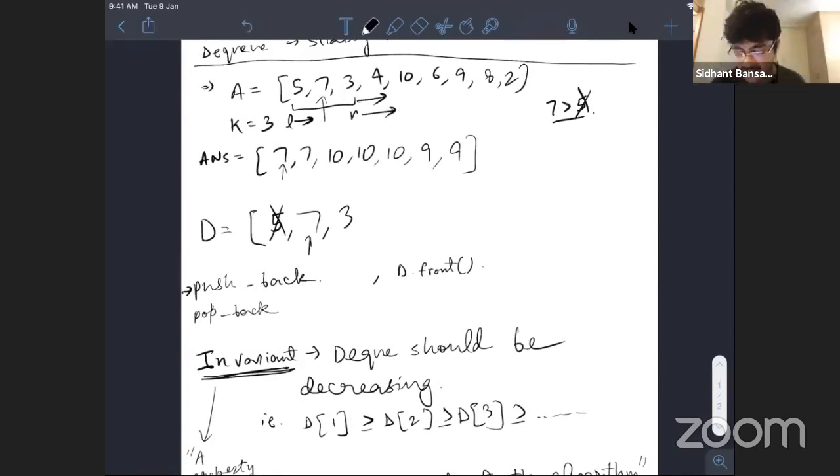Okay. Right now this was a simple case, but let's move forward. I'll show you a slightly tricky case that will come here. When we inserted 4, 3 got popped out and we inserted 4, right? So now the window we are trying to query is 7, 3, 4. And we'll again see d dot front to get our answer, which is 7 again. So we'll just have 7 in our answer. Now we'll try to insert 10.